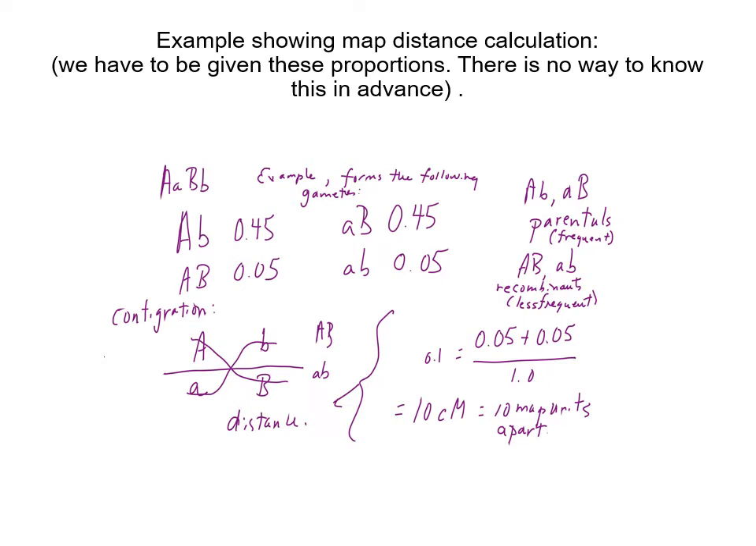Okay, so I just drew a picture here showing what's happened, that we've made this cross, and we get the different proportions of the different gametes, and we're going to use that to calculate our map distance. Well, we've got our recombinants are 0.05, which is to say 5% each, plus 0.05, so you add the two recombinants together, and the total is 1, so that works out to 10 centimorgans, or 10 map units apart.